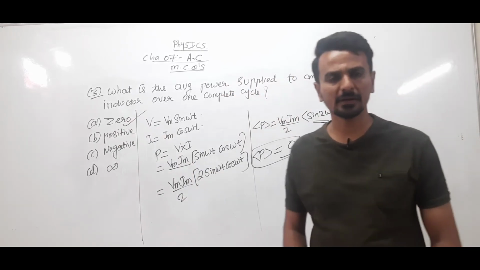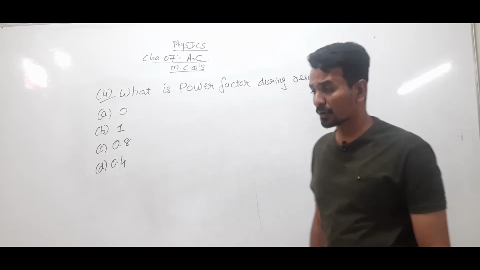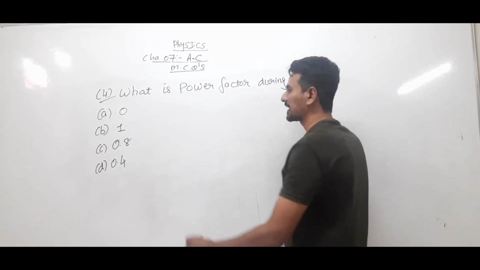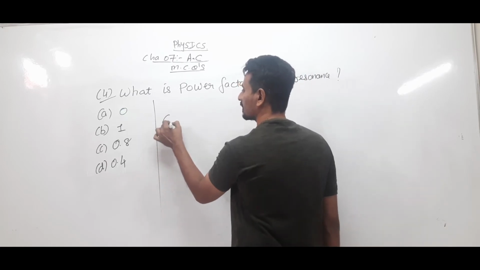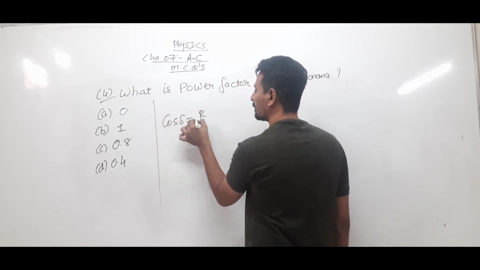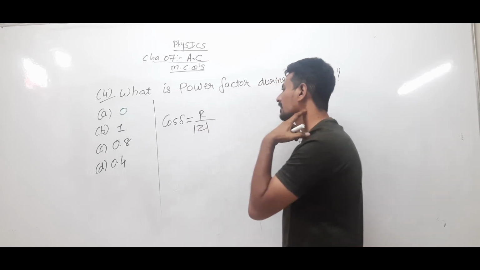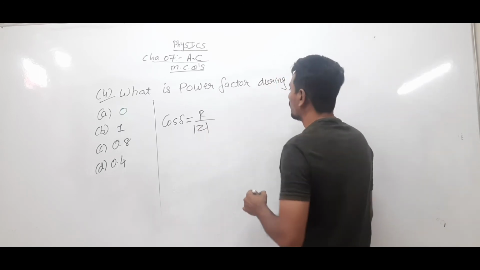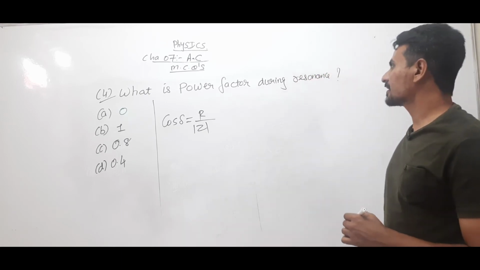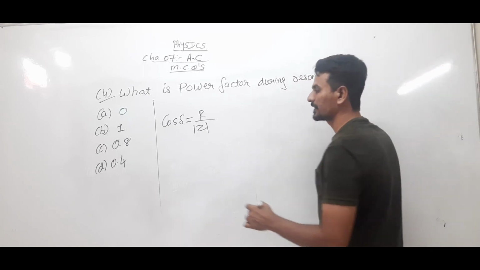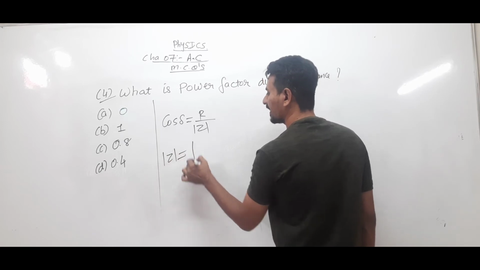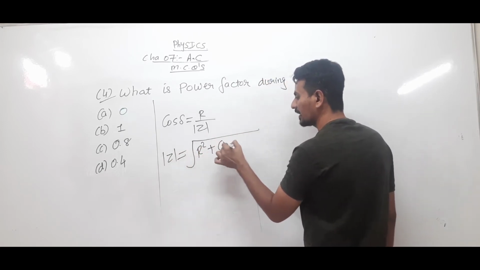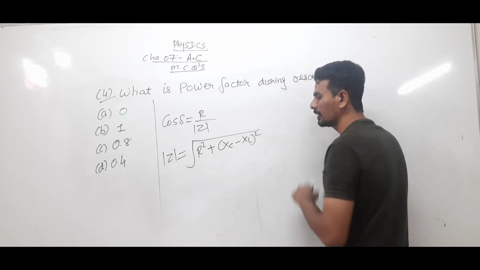Done? Okay, so fourth one: what is the power factor during resonance? What is the formula of power factor? Cos delta is R by mod Z, resistance R by mod Z. Mod Z is the impedance. But they are asking for the power factor during resonance. So first of all, what is mod Z? Mod Z is the total resistance or impedance, which is the square root of R square plus (XC minus XL) the whole square.